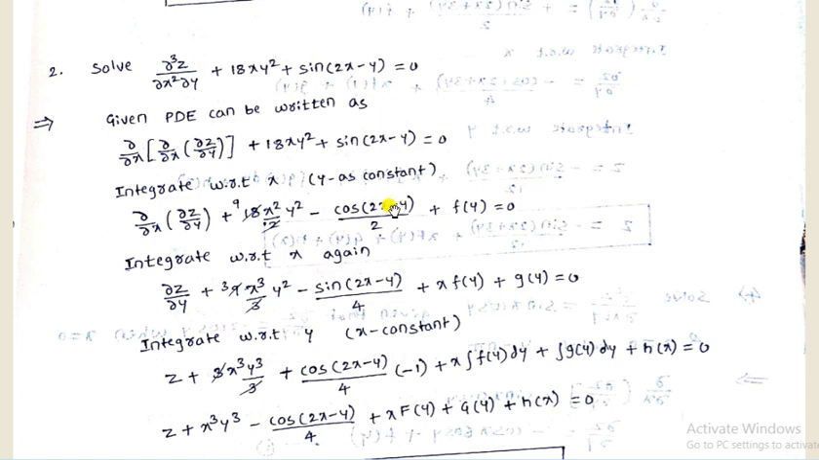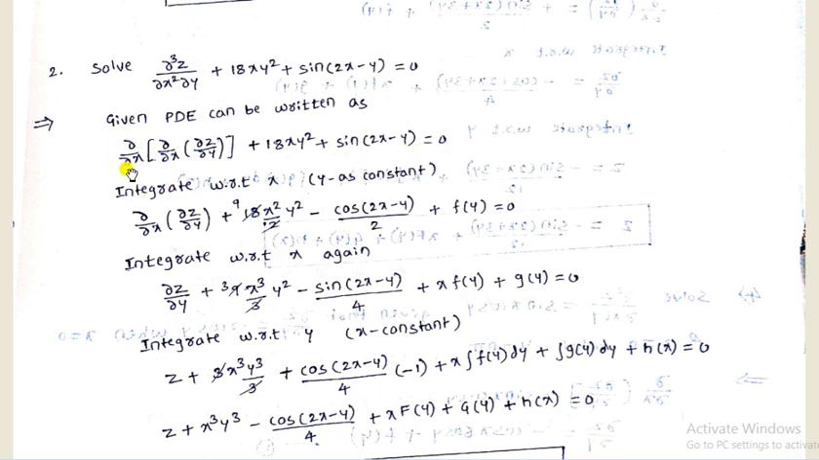Second example, del cube z by del x square del y plus 18xy square sine of 2x minus y is equal to 0. So solution, given PDE can be denoted as, del cube z by del x square is denoted as del by del x of del by del x of del z by del x. So del into del becomes del cube, del x into del x is del x square into del y plus 18xy square plus sine of 2x minus y is equal to 0.